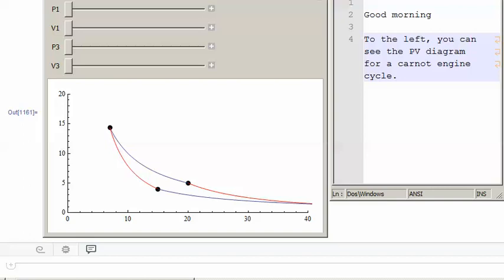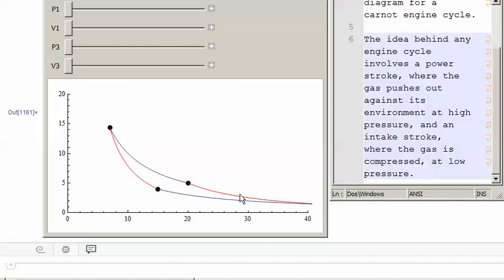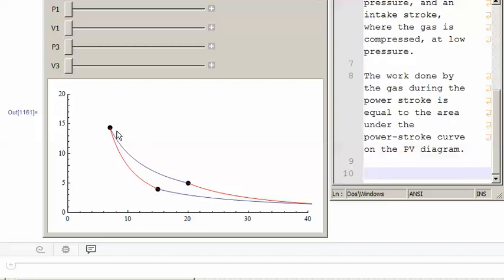Good morning. To the left you can see the PV diagram for a Carnot engine cycle. The idea behind any engine cycle involves a power stroke where the gas pushes out against its environment at high pressure, and then an intake stroke where the gas is compressed at low pressure. The work done by the gas during the power stroke is equal to the area under the power stroke curve on the PV diagram.